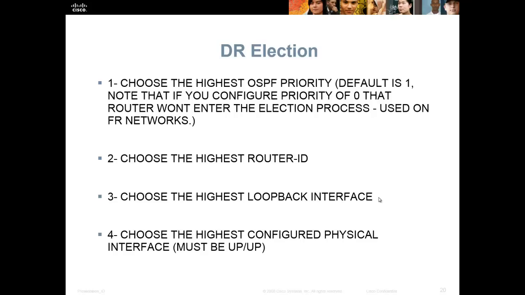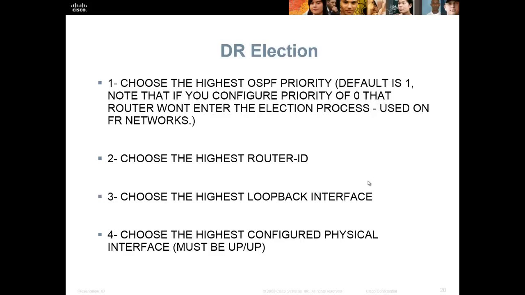So make sure you understand this election process, because on the CCNA, they'll give you questions and they'll show you information. Hey, this router has a router priority of 1, this router has a router priority of 5. Which one will become the DR? Well, it's the highest OSPF priority.